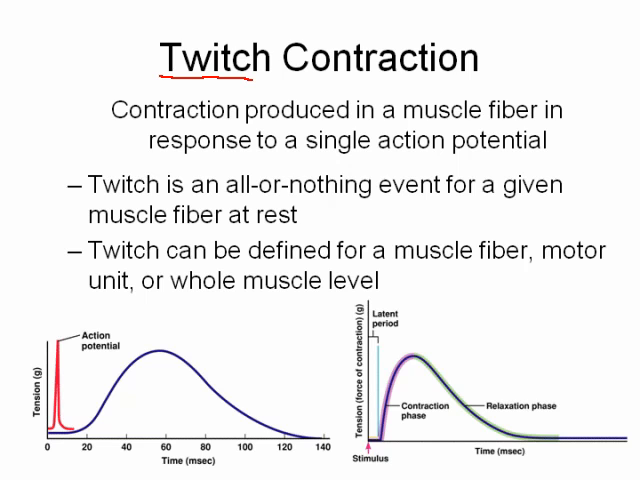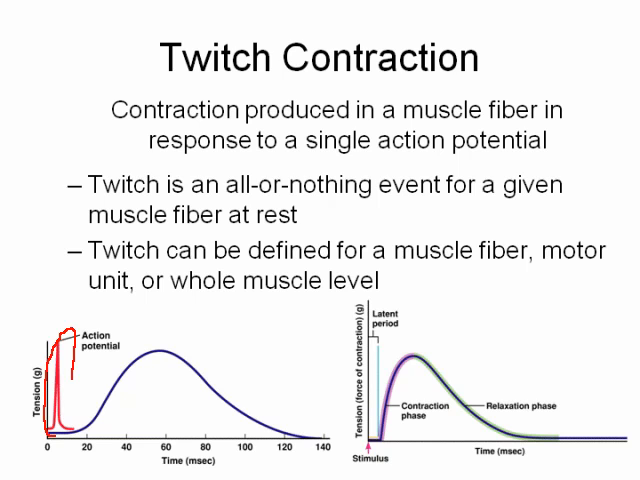First of all, when a muscle contracts, we refer to it as a twitch contraction, whether or not it's the muscle fiber, a motor unit, or the whole muscle that we're referring to. The twitch contraction is produced in a muscle fiber in response to a single action potential. It's all or nothing, just like an action potential. It's either there or it's not, and when it's there, it is there at its full magnitude. And as I said, it can be defined at three different levels: that of the single cell, the motor unit, or the whole muscle.